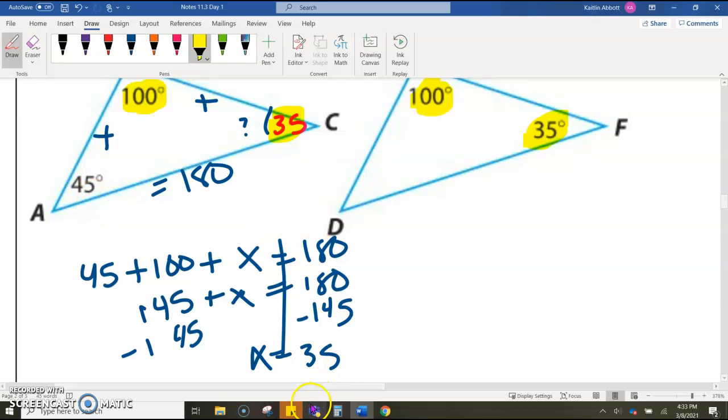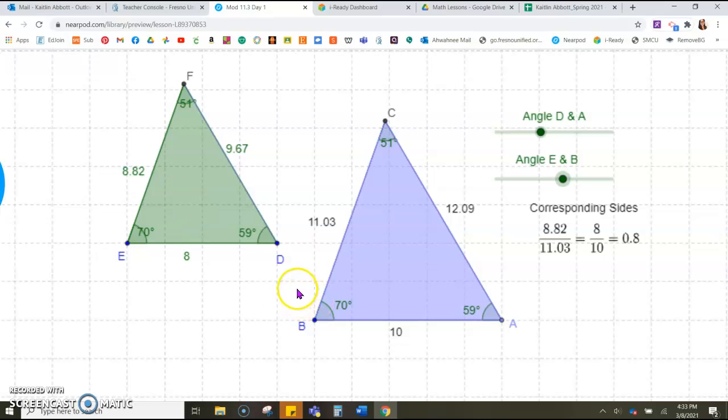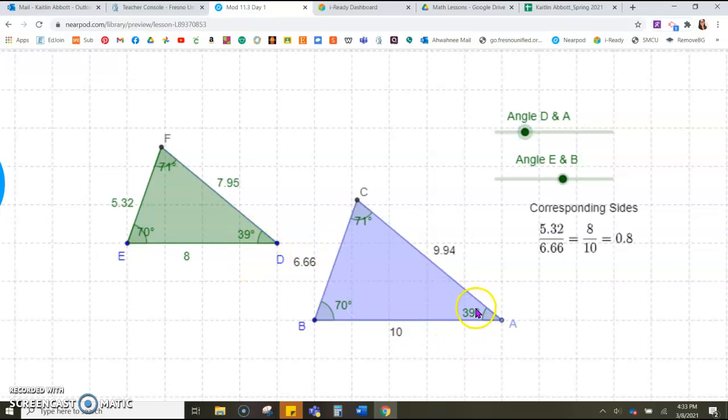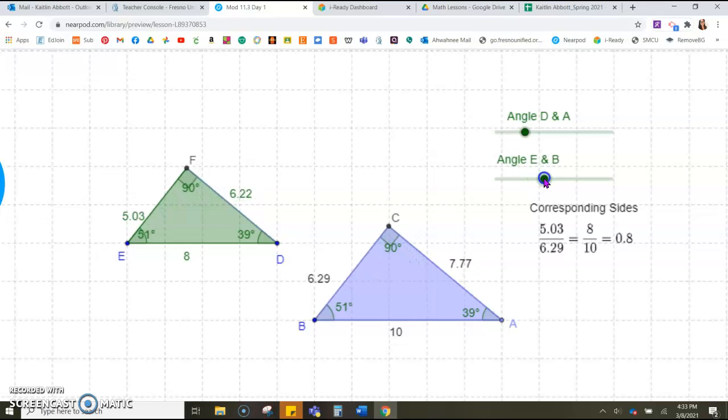I also wanted to show you this, which is on your Nearpod. You'll be playing with this on your Nearpod. So, similar triangles. This triangle is smaller than this triangle, but they are similar because, look, I can change these angles. So say we want this to be 39 degrees and these ones are 51 degrees. So these two triangles, this one's obviously smaller than this one, but are they similar?